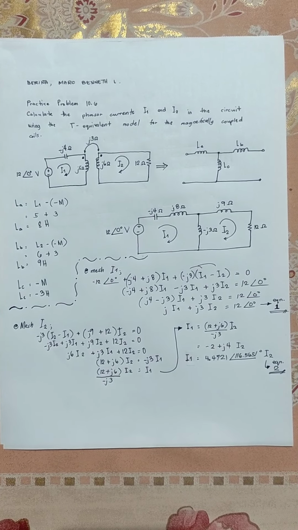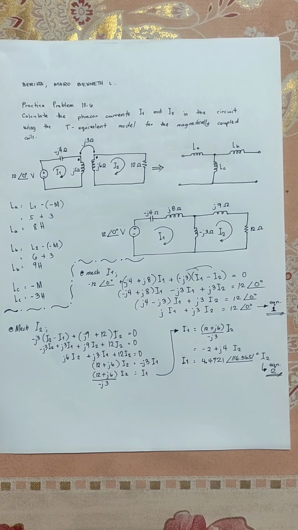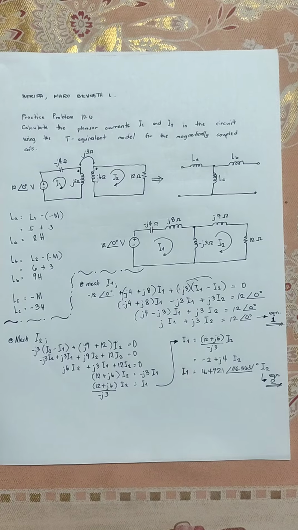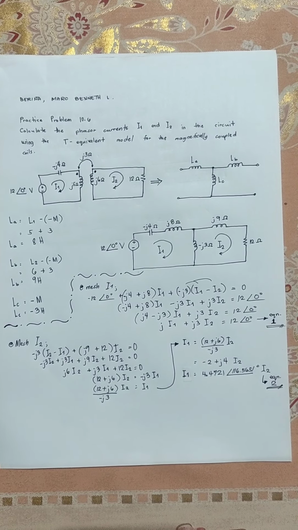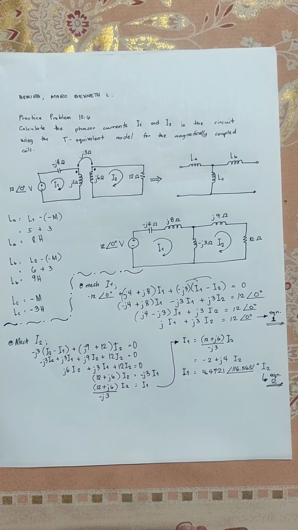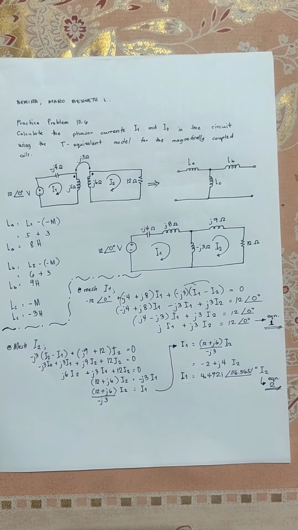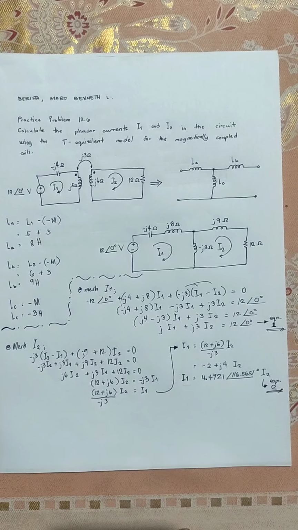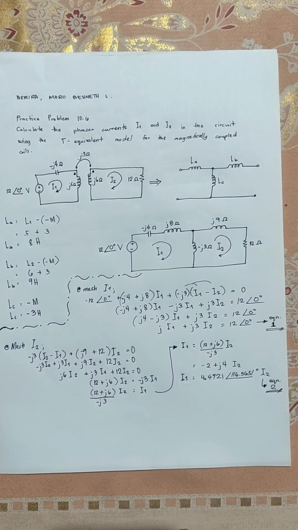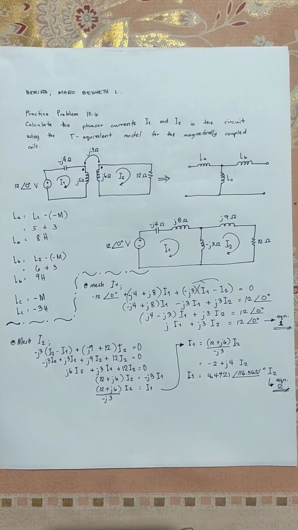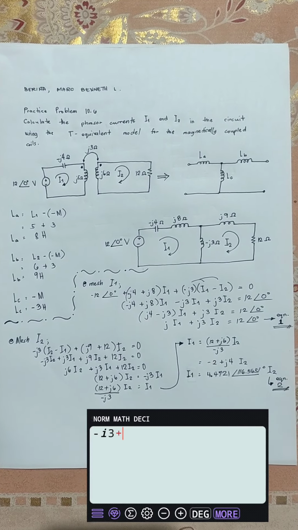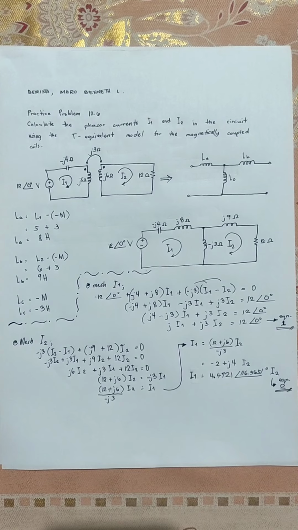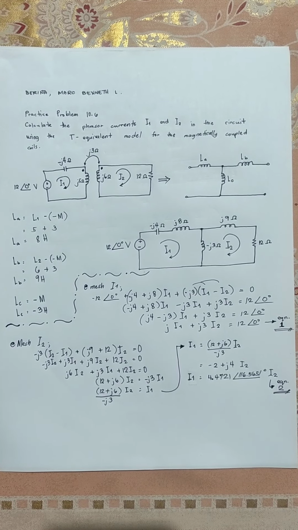For mesh I2, we have -j3 times quantity (I2 - I1) plus quantity (j9 + 12) I2 equals 0. We will distribute -j3 to I2 and -I1, and distribute I2 to j9 and positive 12. -j3 I2 + j3 I1 + j9 I2 + 12 I2 equals 0. We will combine like terms, -j3 I2 plus j9 I2, and it will become j6 I2 plus j3 I1 plus 12 I2 equals 0.